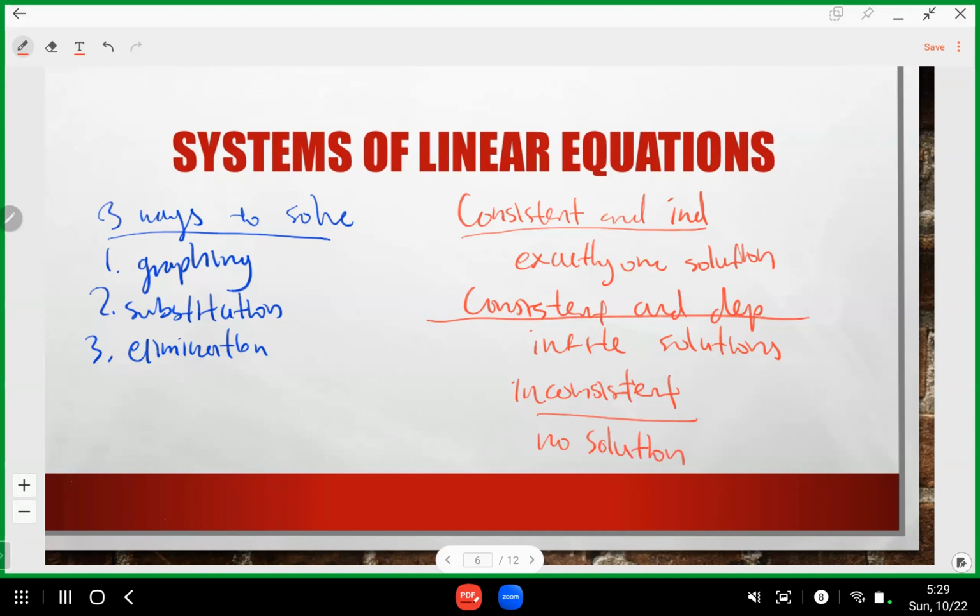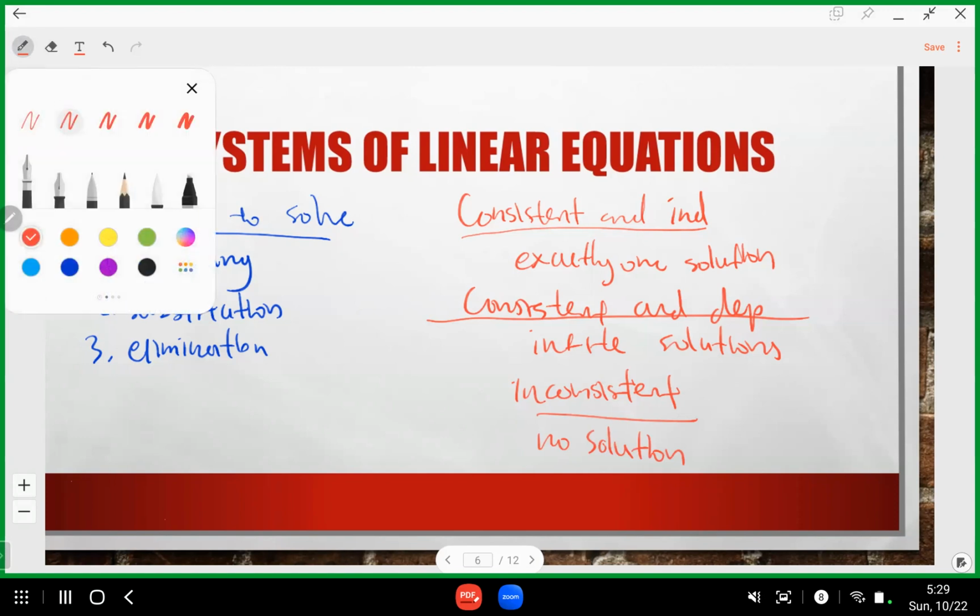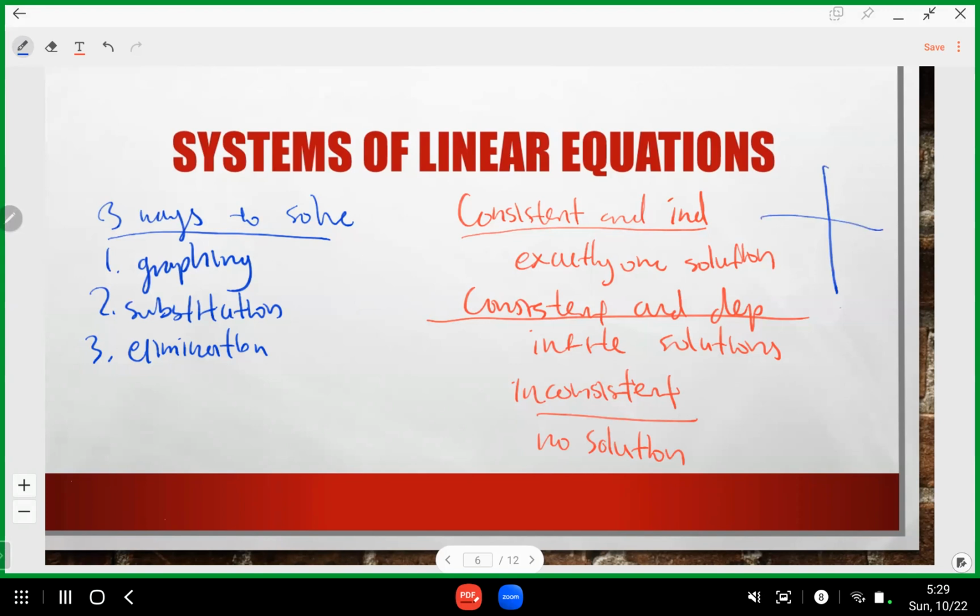Well, basically, when you have a system of equations, you can actually graph these, right? You can graph these systems of equations. So we have a graph here. Okay. So when you have a consistent and an independent one, basically you have one equation here and maybe another here, and you see where they intersect as a single point. And that single point, that is the solution.